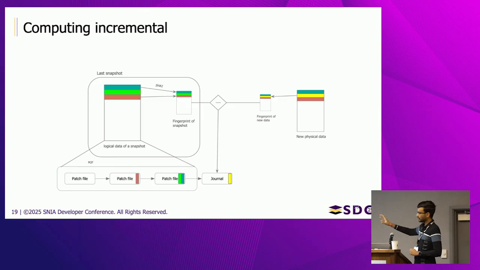To compute the incremental with this patch file chain, first we compute the fingerprint of the new physical data. Then we can just compare these two fingerprint files, and that gives us which data blocks have exactly changed. And then we only ingest those particular data blocks into the journal file, which would later be converted to a patch file.